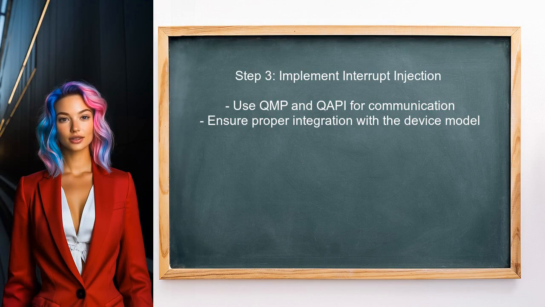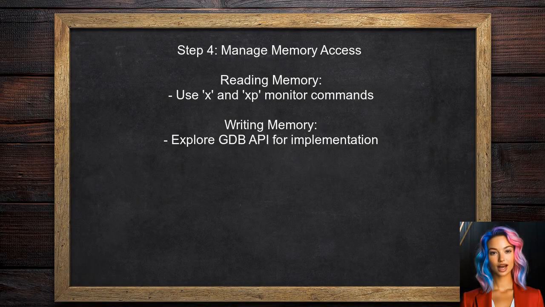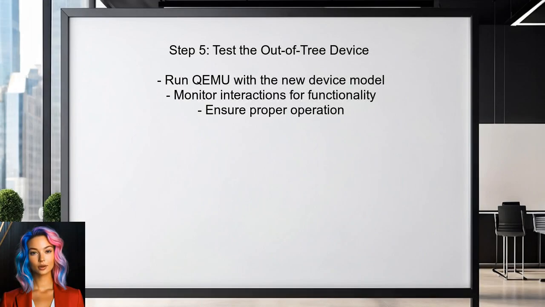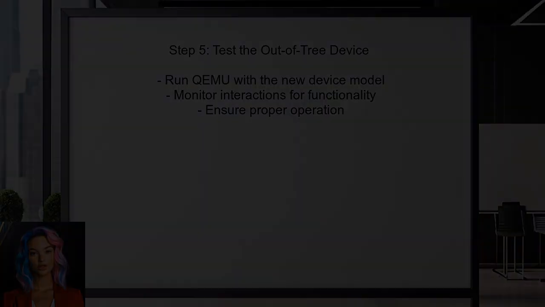This can be done using the existing QMP and QAPI mechanisms, which allow for effective communication between the host and the device. Next, the user should focus on memory access. They can read memory using the x and xp monitor commands. For writing to memory, they might explore the GDB API, which should provide the necessary functionality. Finally, the user can test their out-of-tree device by running QEMU with their new device model. They should monitor the interactions to ensure everything is functioning as expected.